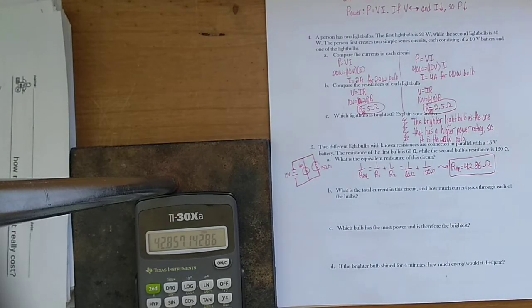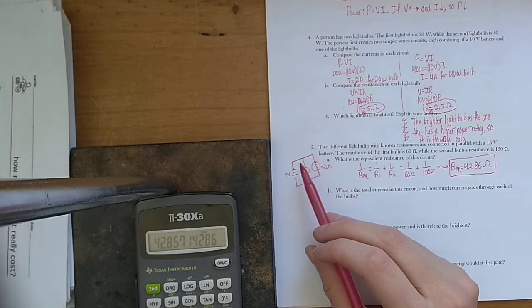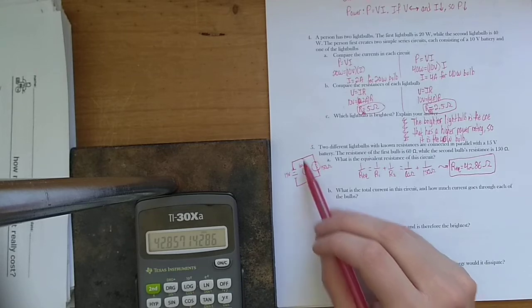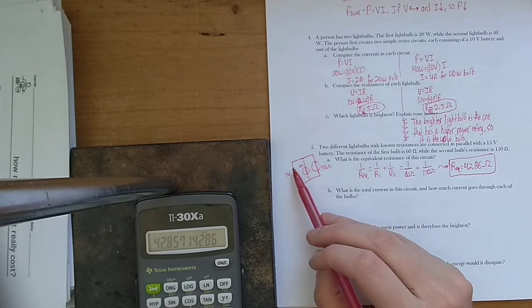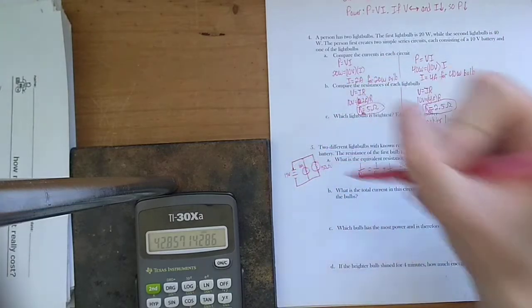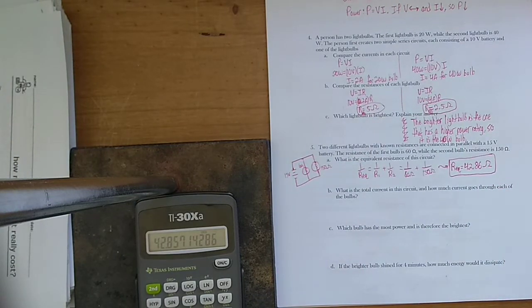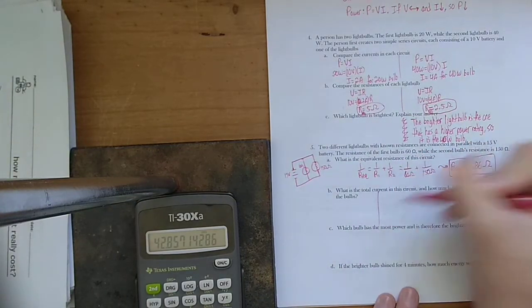That's Req. B asks me what is the total current in this circuit and how much current goes through each of the light bulbs. So I'm finding three different things: the total current and the current through each branch. Remember, when we get to a branch, the current in the branches must be lower than the current coming out of the battery because charges cannot simply be created or destroyed. There's a conservation of charge rule going on here.